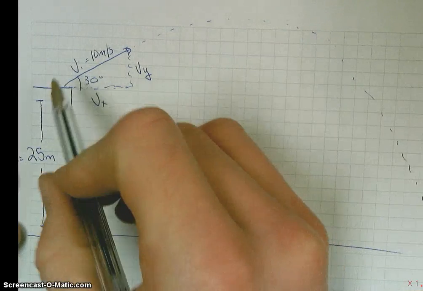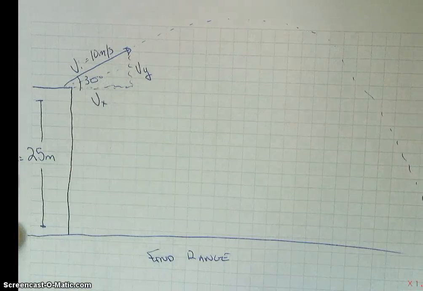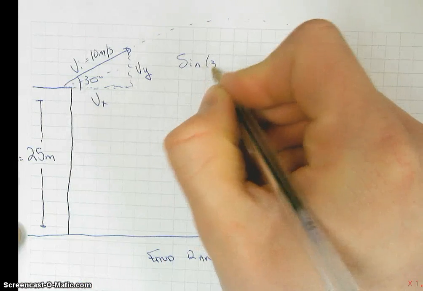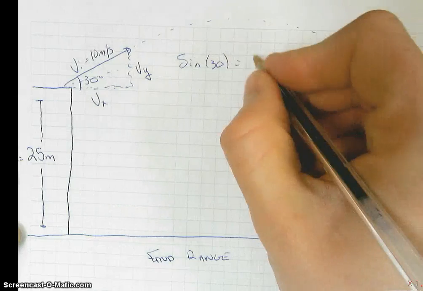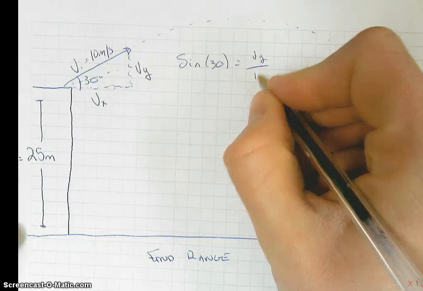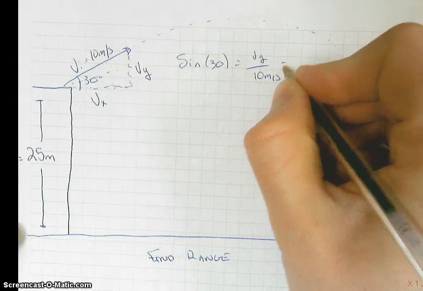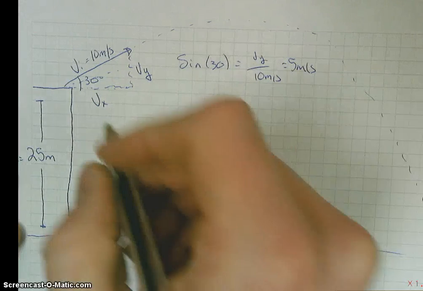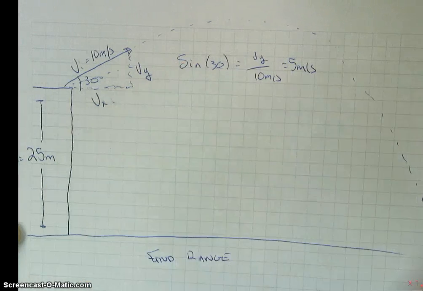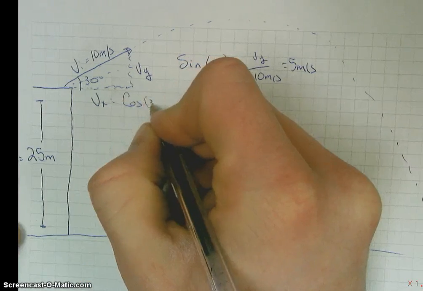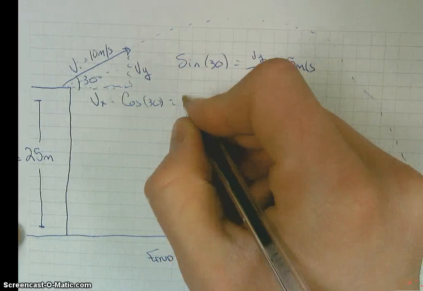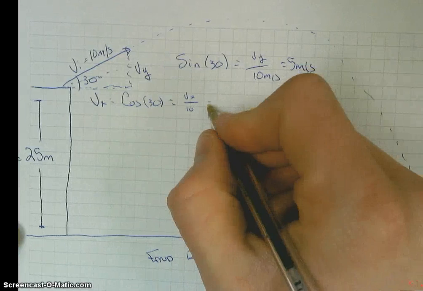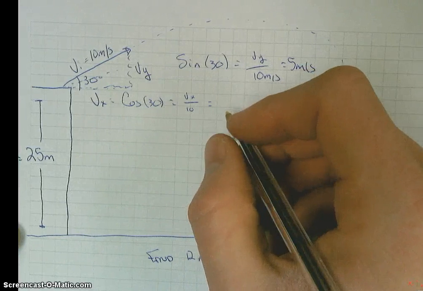If I want to solve for my opposite, velocity in the y, I'm going to need to use sine. So sine of 30 is equal to my velocity in the y over 10 meters per second. That ends up being 5 meters per second. Velocity in the x is similar, but we use cosine of our angle, which is equal to velocity in the x over 10 meters per second. Our velocity in the x ends up being 8.7 meters per second.